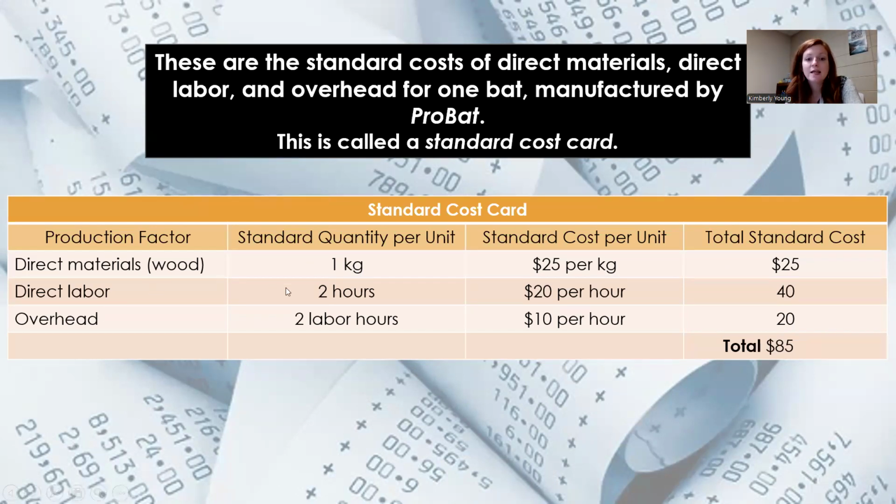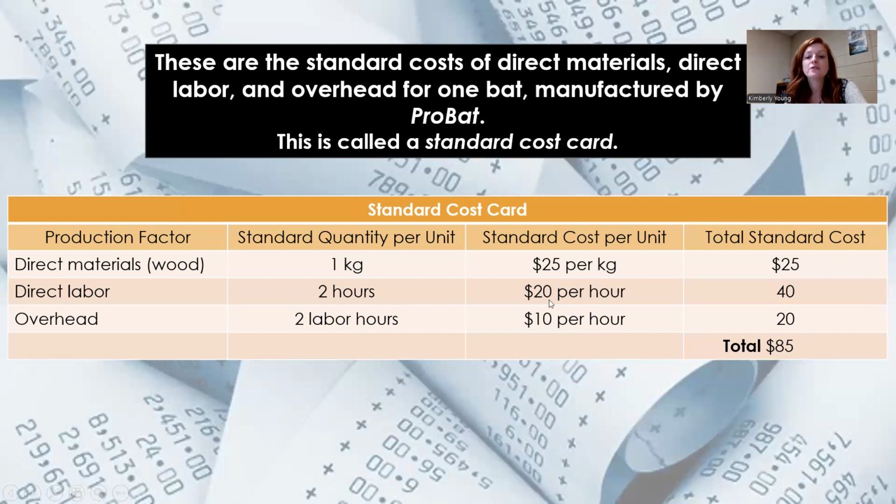Direct labor, it takes 2 hours to create this bat. Maybe they have a lathe or something that they create this with, and their standard amount for paying employees is $20 per hour. So $20 per hour times 2 hours is $40 in direct labor cost. And then overhead, we've got those 2 hours we're basing it off of, and because of a predetermined rate, it's $10 per hour.